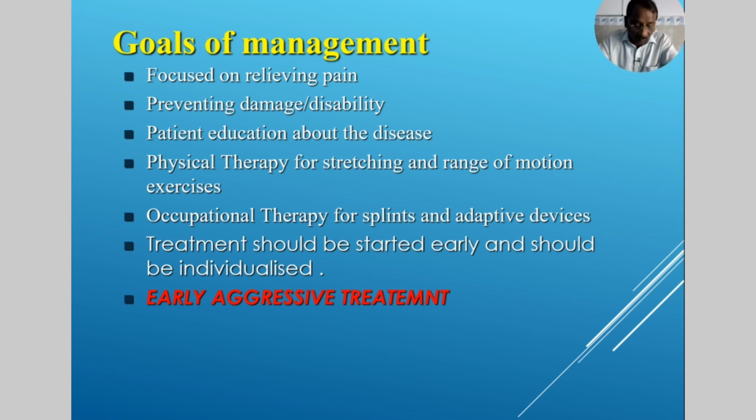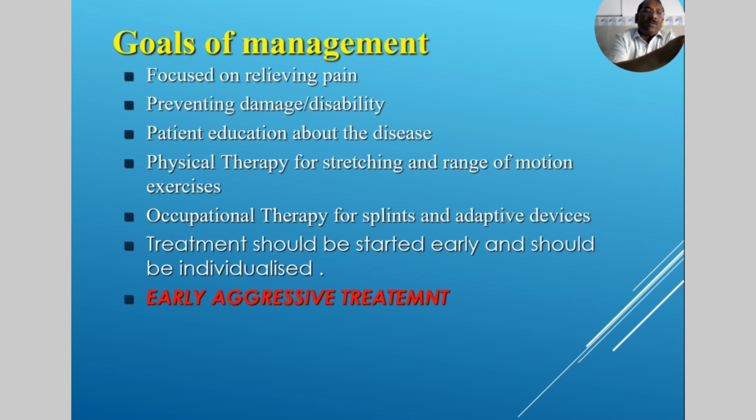Which drug you use as monotherapy, or two drugs, or three drugs, or biologicals, etc. And always an early and aggressive treatment is very, very important to prevent the damage and the disability. So treatment should be started early, it should be individualized, and it should be aggressive. These three are very, very important from the physician's point of view to prevent the damage and the disability.